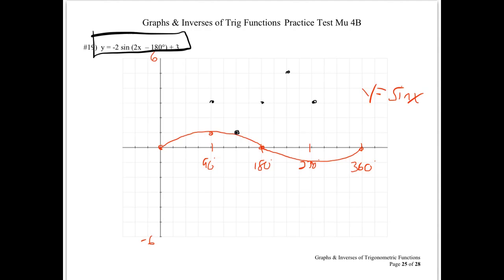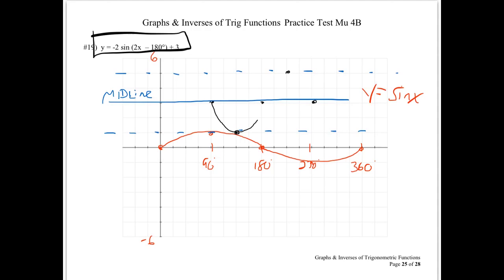If you were doing the whole midline thing, your midline would be here, and your graph would go as high as 2 above and as low as 2 below. You don't have to do that blue part, but if it helps, you should do it. Connecting my points with some nice curves, I get concave up and then concave down. So that's what your graph would look like.